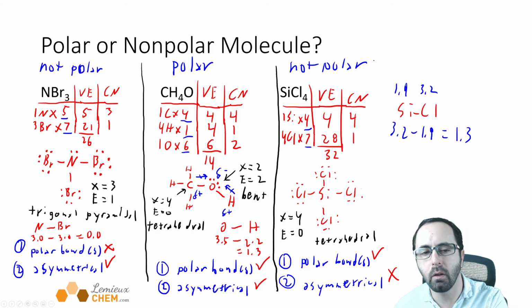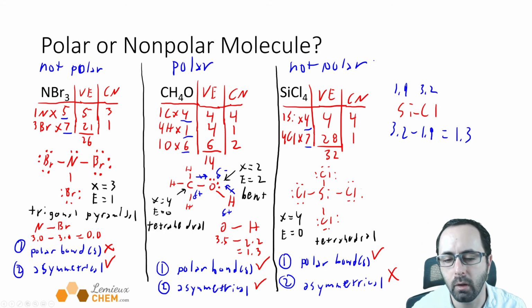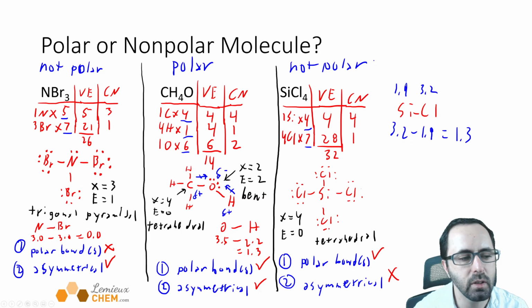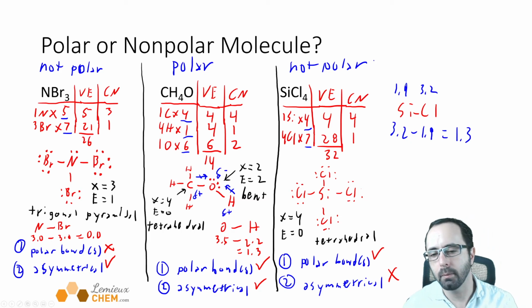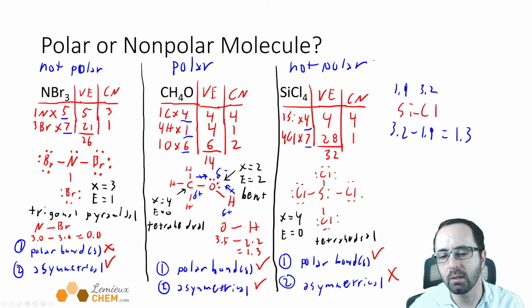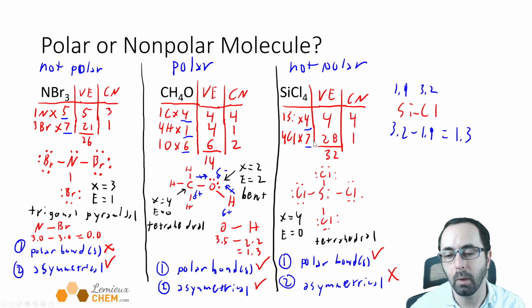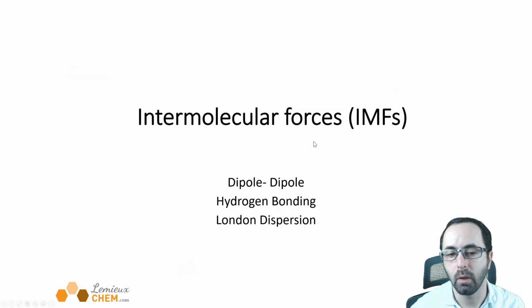And so that's how we determine if a molecule is polar or not. And the question is now, well, why do we care? Why do we care if the molecule is polar or not? The answer is because that's going to decide the way the molecules attract to one another. And that's going to tell us a whole lot about the properties of the compound made up of those molecules.